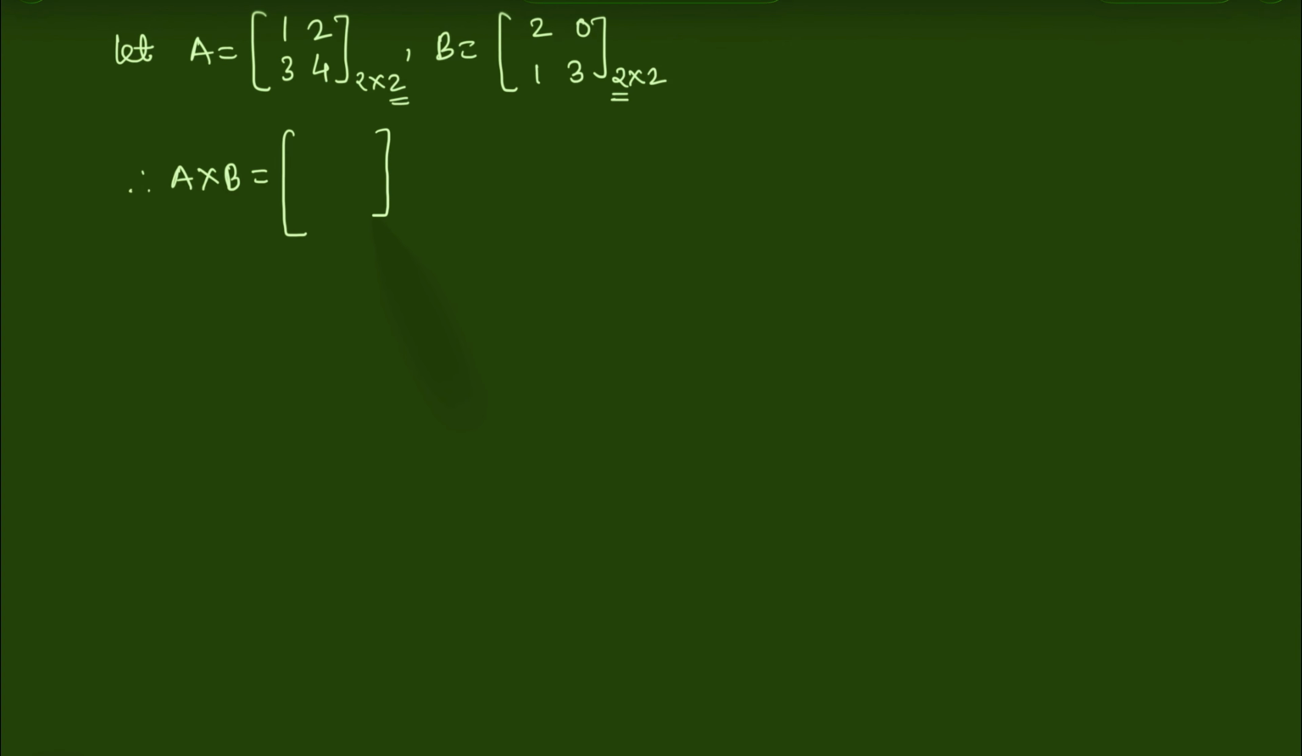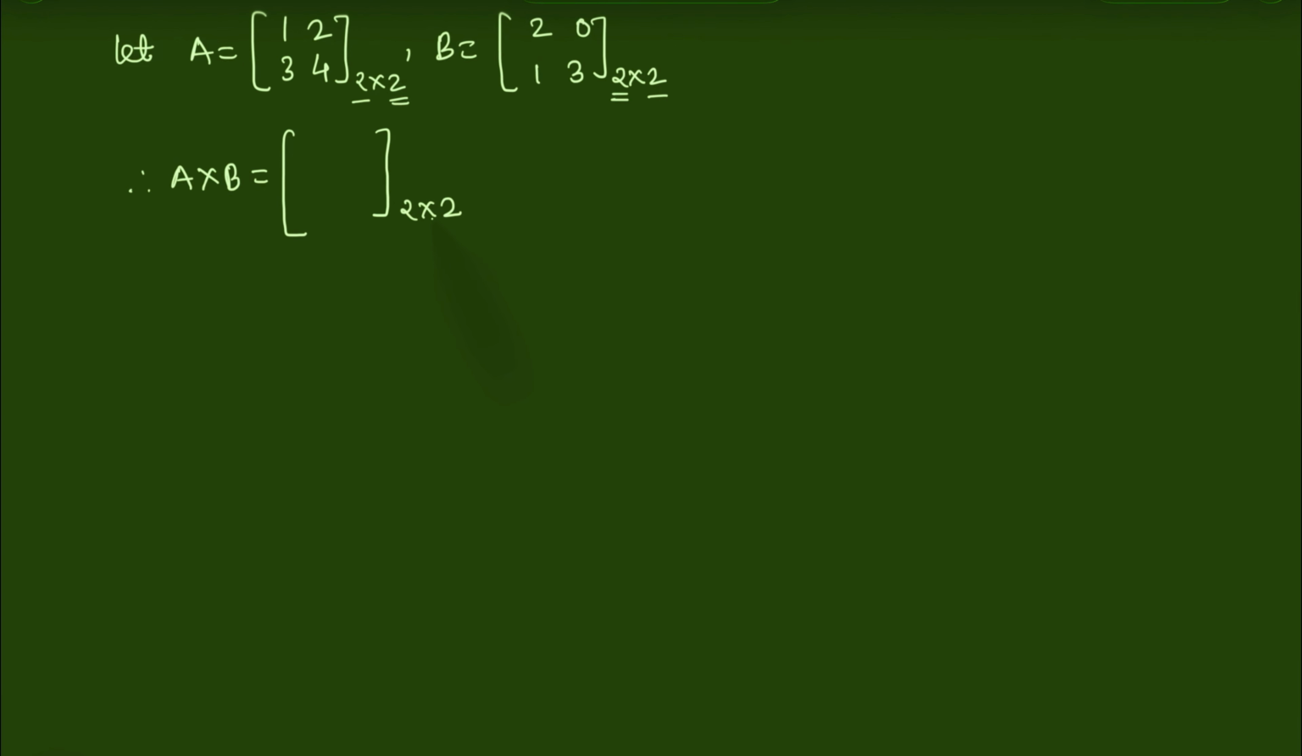Let A be 1, 2, 3, 4 and B be 2, 0, 1, 3. Now A has the order 2 by 2 and B has the order 2 by 2. Now the number of columns in A is equal to the number of rows in B. Therefore the A cross B matrix exists and has the order 2 by 2.